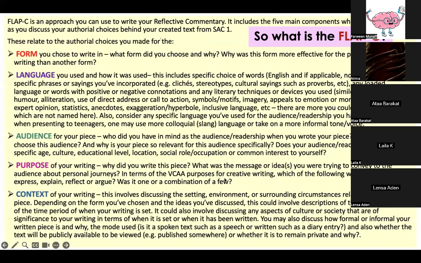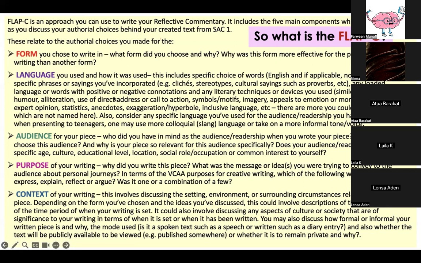So VCAA also has given a few purposes for creative writing. In the paragraph where you talk about purpose, you should also mention, and remember, you may have hit upon one or more of these. It doesn't necessarily only have to be one. With your writing, were you trying to just express an idea, just basically state it out and that's it? Were you trying to explain an idea or explain something about personal journeys? Were you reflecting on something that happened to you in the past or some personal journey you've gone through or someone else has gone through and you're just thinking about it after the fact? Or are you trying to persuade and argue something? Okay, so that's the idea.